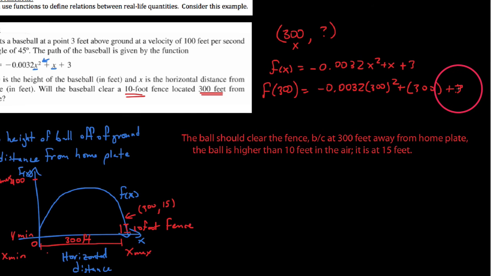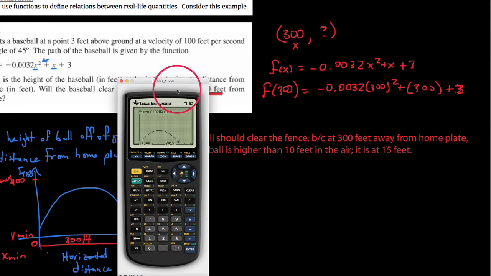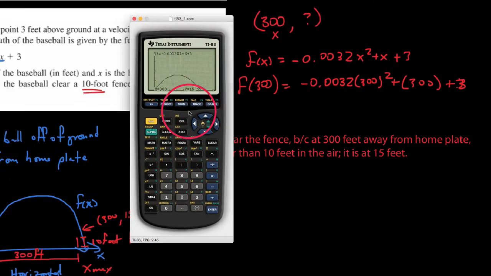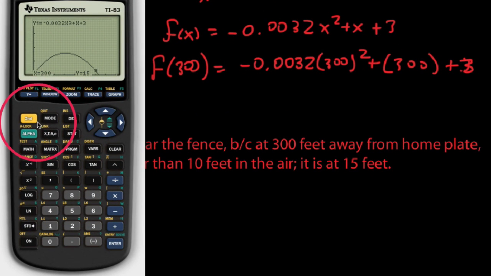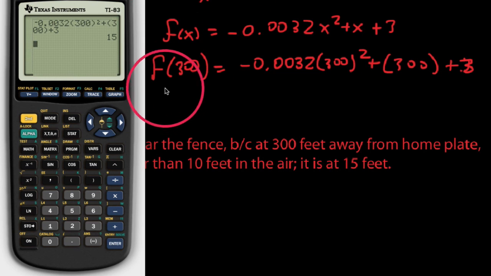We're just going to use our graphing utility to type this in. To get back out to your main page here, you go to right behind mode, it says quit. When you quit here, you're back out on your main page. We could just type this expression in. We could say negative 0.0032, and using parentheses, we could put these in here. Your calculator is quite good with order of operations. So 300 squared plus, now in parentheses, 300 plus 3. And what we end up with is this output value of 15.